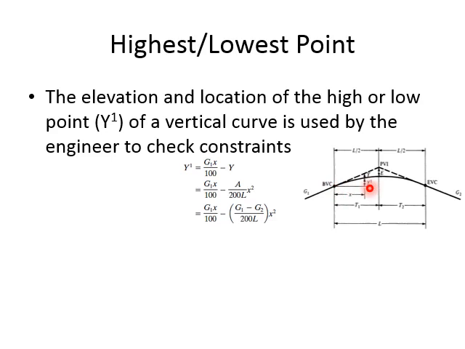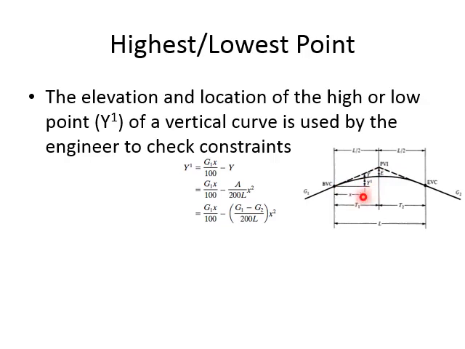The equations will remain the same. If it's a crest curve, the curve goes up, so you will be checking the highest point. If it's a sag curve, then it goes down, and you will be checking the lowest point. But the equation will remain the same. So y1 is the difference in elevation between the BVC and the highest or lowest point of the curve.